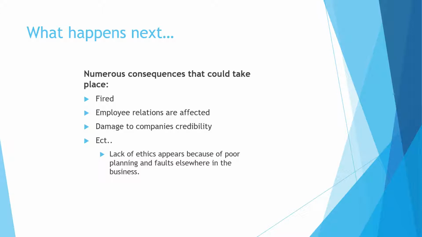When one knows that confidentiality is at risk, the word will get around and it looks bad within the company and their surroundings. So altogether, a lack of ethics appears because of poor planning and faults elsewhere in the business. This is why the credibility goes increasingly down when unethical matters happen.